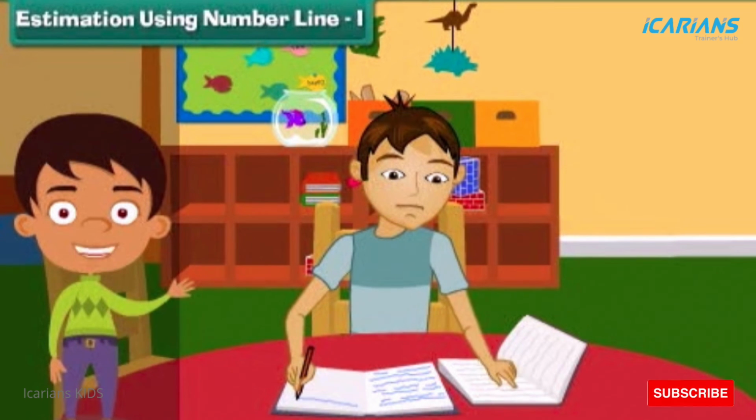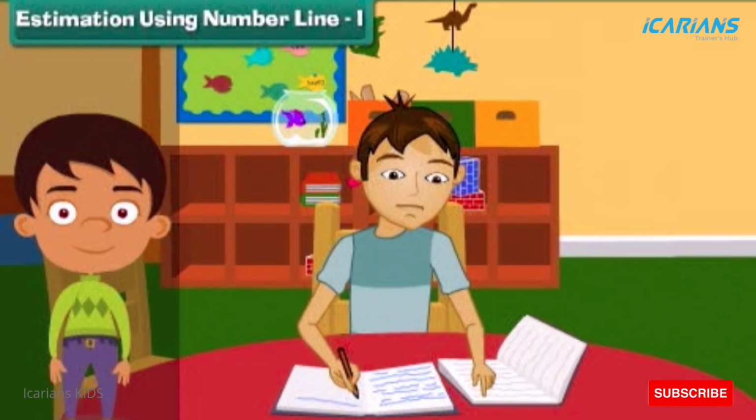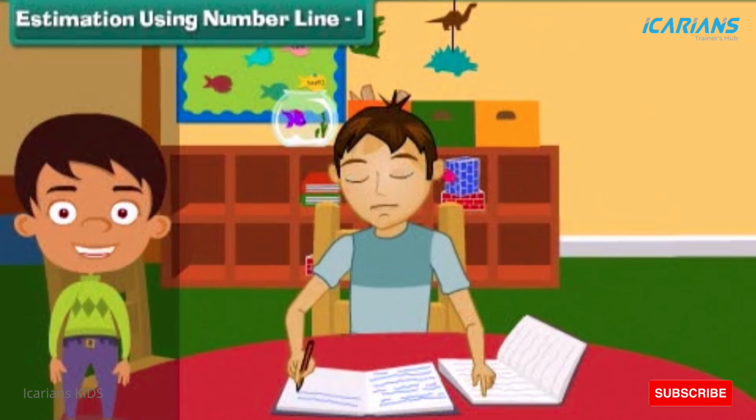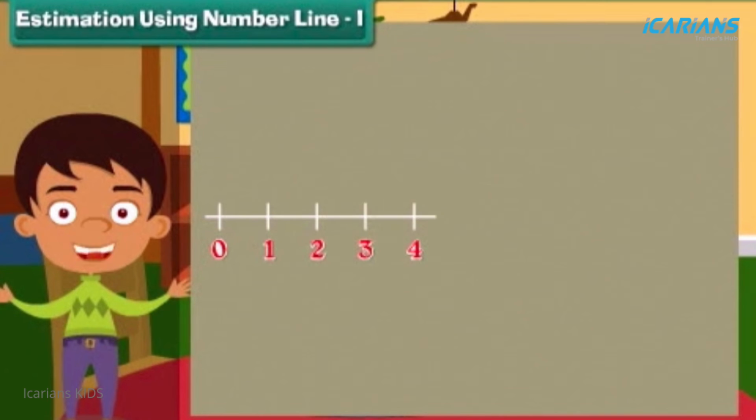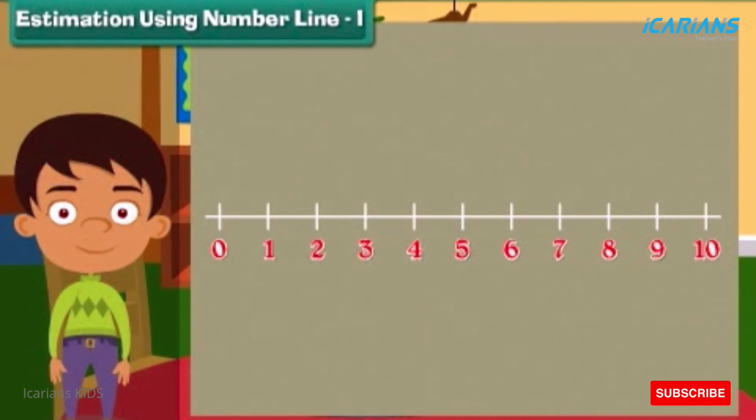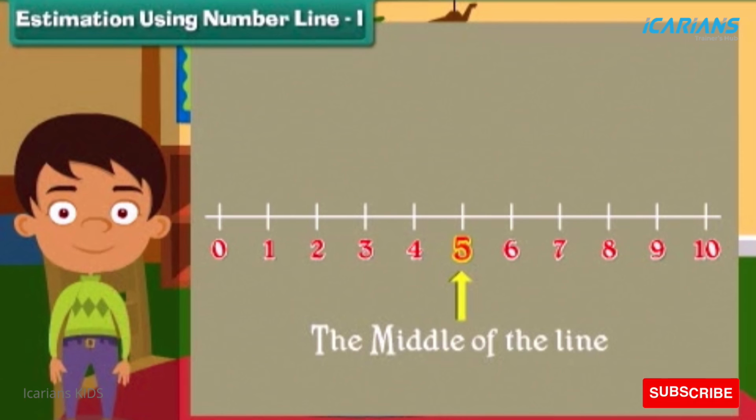Estimation using number line 1. Let us try something interesting. On screen you see a number line from 0 to 10. Can you guess the position of number 5 on this line? Yes, it will be in the middle of the line.